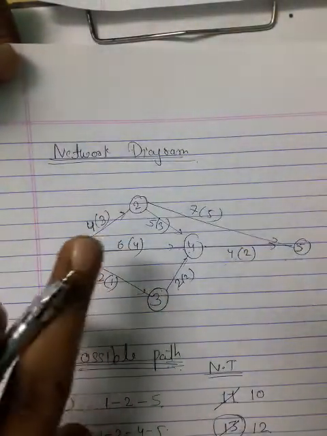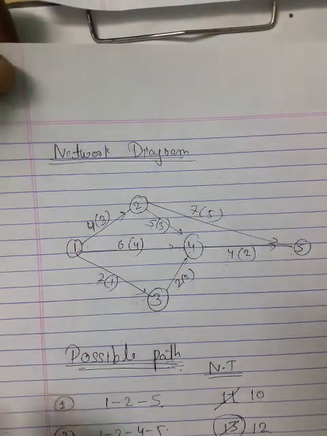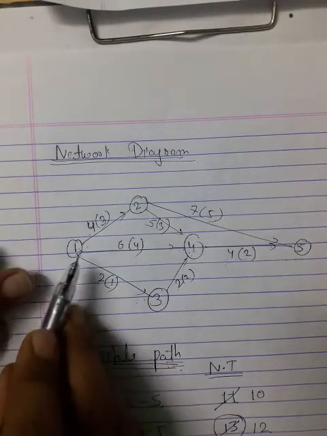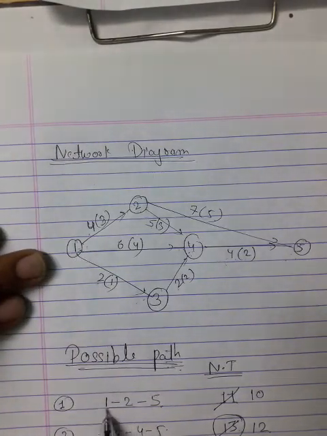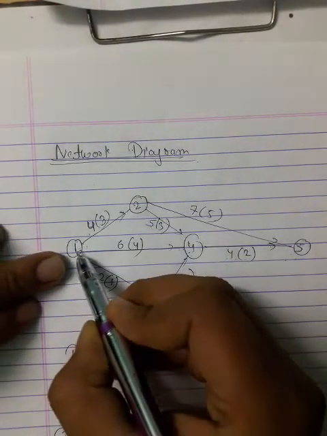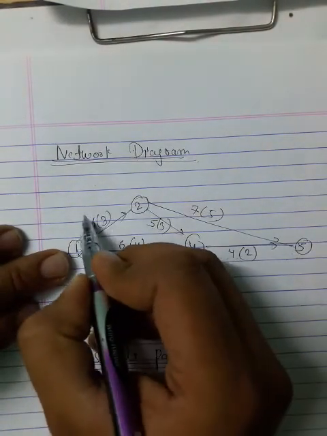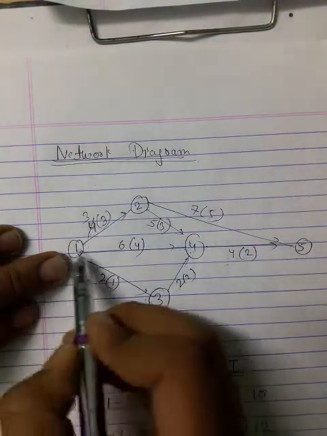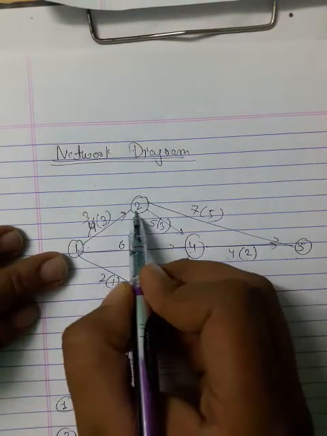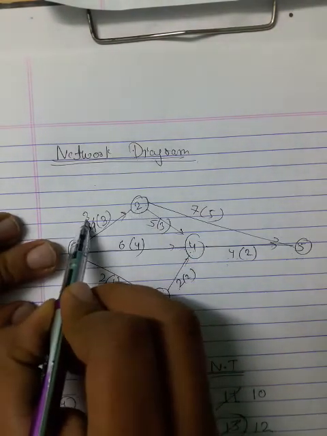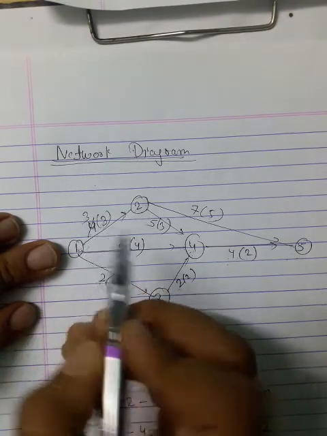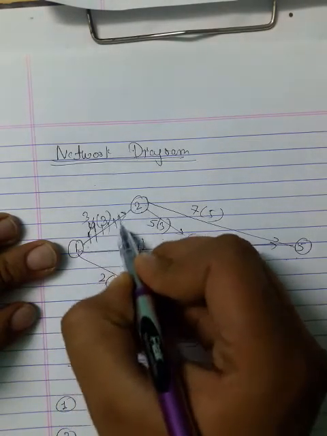In the network diagram you have to crash the normal time. For the 1 to 2 activity I have to crash one day, so 4 becomes 3. I did the crashing for 1 to 2. When the normal time and crashing time become equal, then you have to crash that activity only.